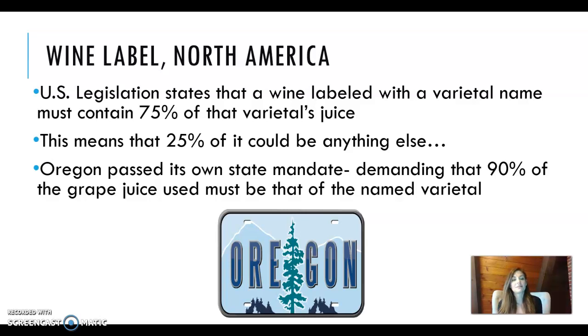Now, other wineries, and especially high-end wineries, have actually come out and said, well, our wine contains 95% of the varietal. If you're a wine drinker and that's what you want, typically the winery will come out and say that. Oregon has actually upped it, and has passed its own state mandate, which demands that 90% of the juice has to be of the varietal that's on the label. So if it says Pinot Noir and it's coming from Oregon, the customer can be assured that it has to be 90% Pinot Noir. Some might argue that actually makes their wine a little bit better. So good job, Oregon, on that.